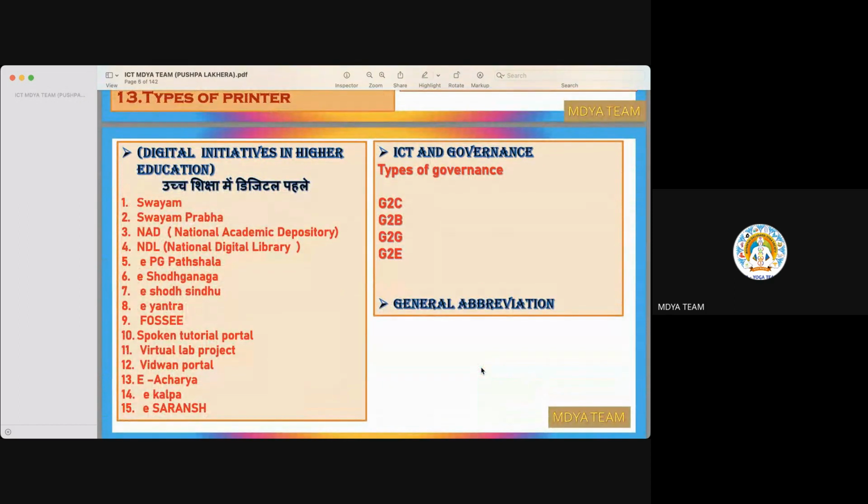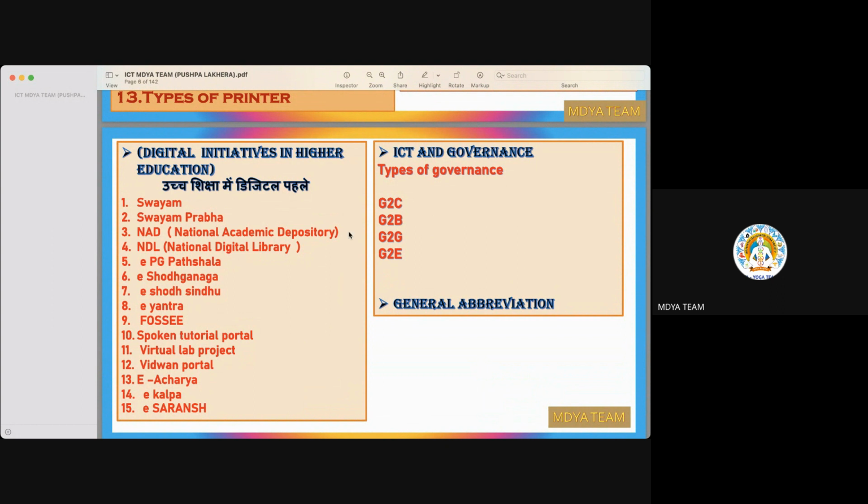In higher education in India, what are the main websites, or what are the main ICT components? They are like Swayam. You may have heard about some of these terms. So we'll discuss them in later classes. Swayam Prabha, NAD, that is the National Academic Depository, what it does, what it contains, the National Digital Library, what it does, EPG Pathshala, E-Shodh Ganga, Shodh Sindhu, Yantra, FOSSEE, all right? So all these will be covered in some detail, not much.